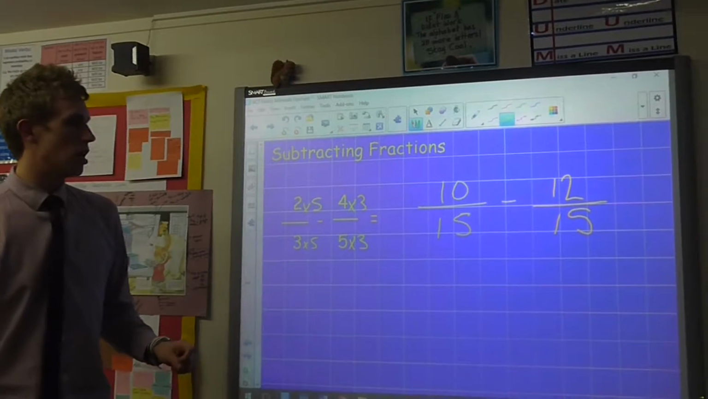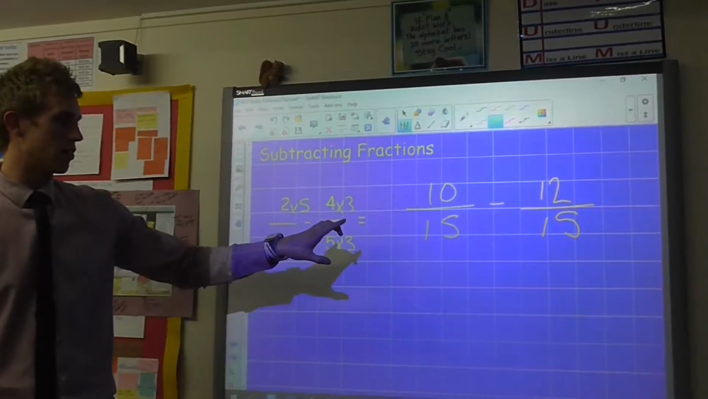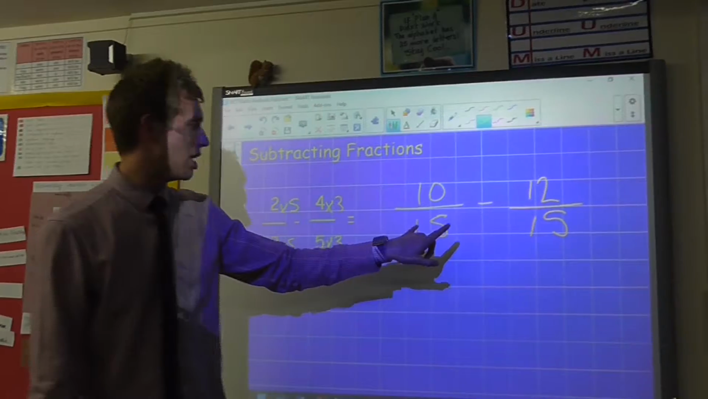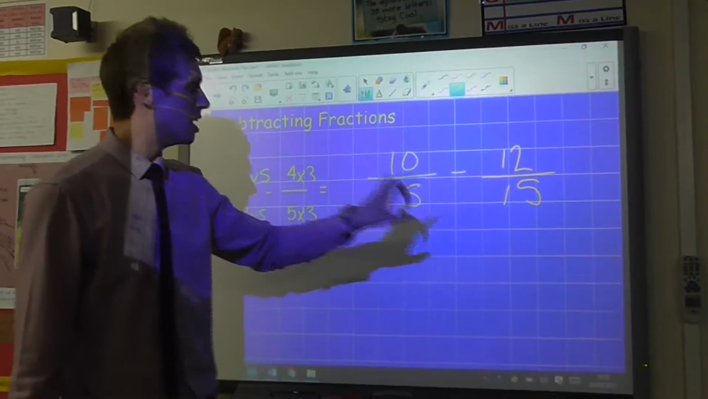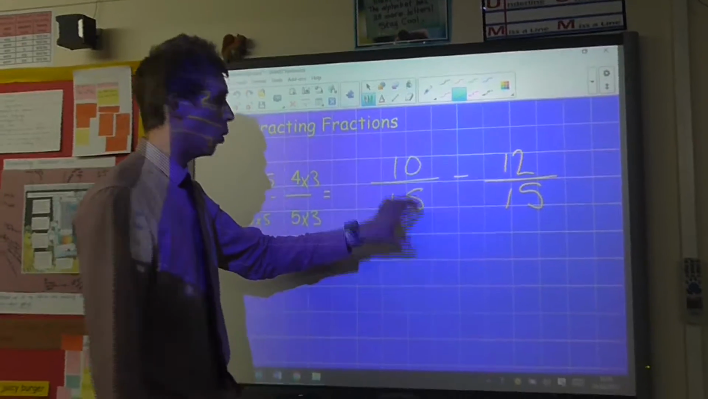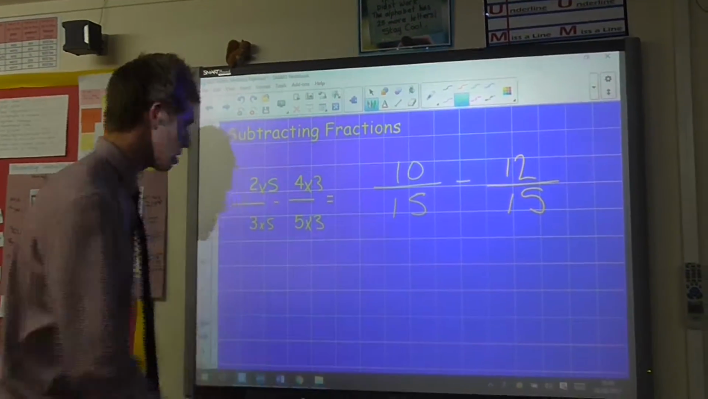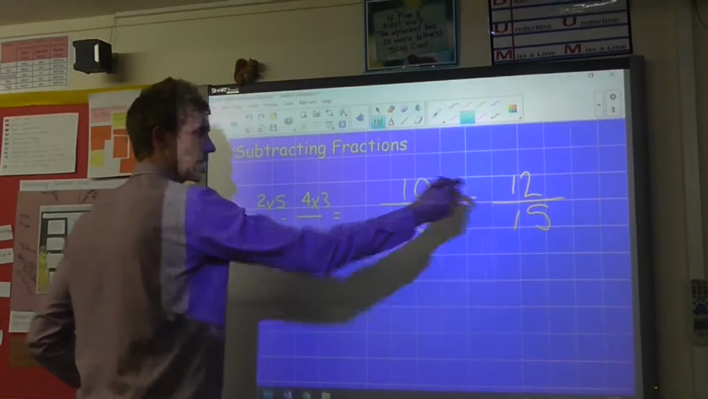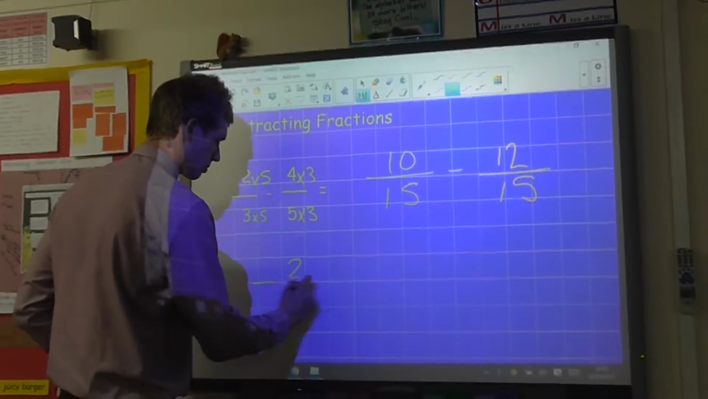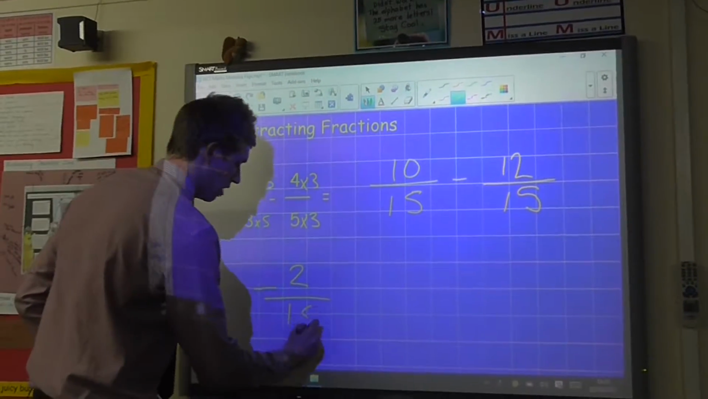Now I have got a, you can probably see that it wasn't supposed to be that way around. Doesn't matter. All I've got is the same denominator, so very simply I can do 10 take away 12, which is minus 2, and then I've got a 15 on the bottom.